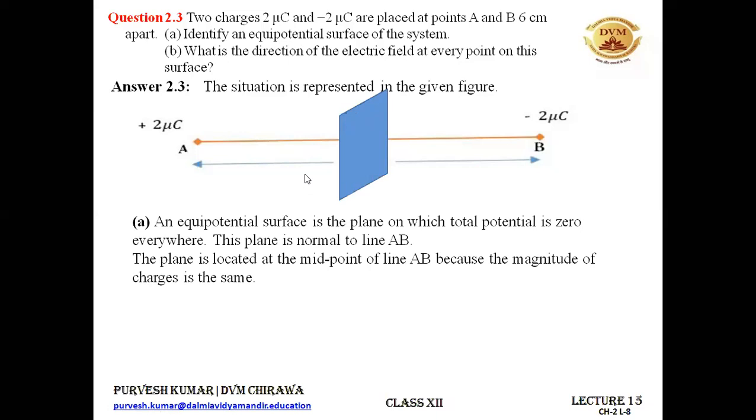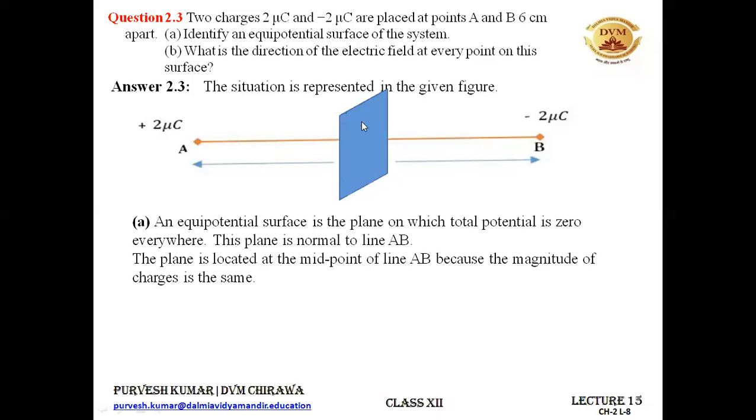So this is a plane which is having a potential 0 all over the surface, and it is lying exactly at the midpoint of the line joining the two charges, because the magnitude of the two charges is same. If the magnitude of the charges were not same, then it would be shifted towards the side where the electrostatic potential is more. But now, when the charges have equal and opposite magnitudes, it will be lying exactly on the midpoint of the line joining the two charges.